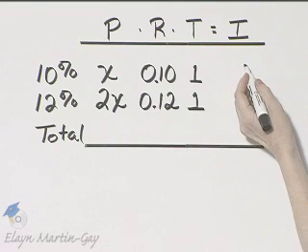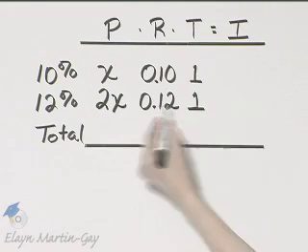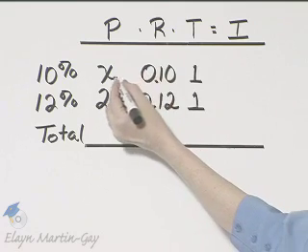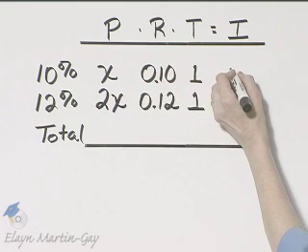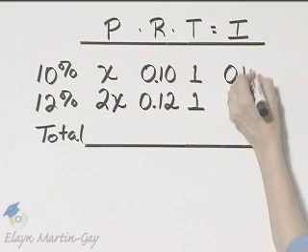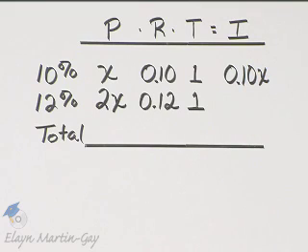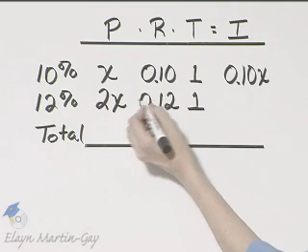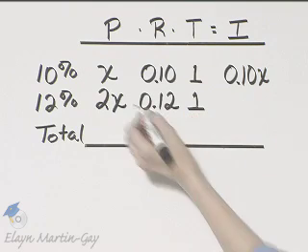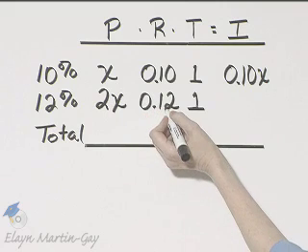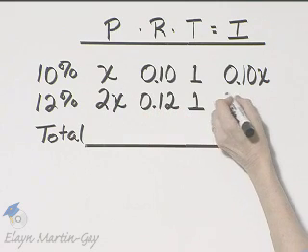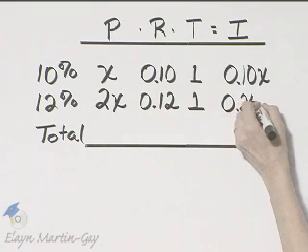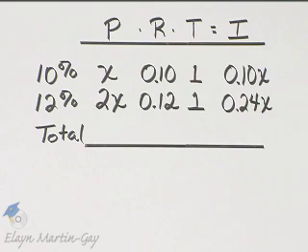And now let's write down what interest is for each of these investments. This interest is principal times rate times time, so I can express it as 10 hundredths times X. Same thing here. This interest is principal times rate times time, so I can multiply all of these. Now 2 times 12 hundredths is 24 hundredths, so that will be 24 hundredths X. That is the product. Do we have anything else in the problem that we're given that we haven't used yet?